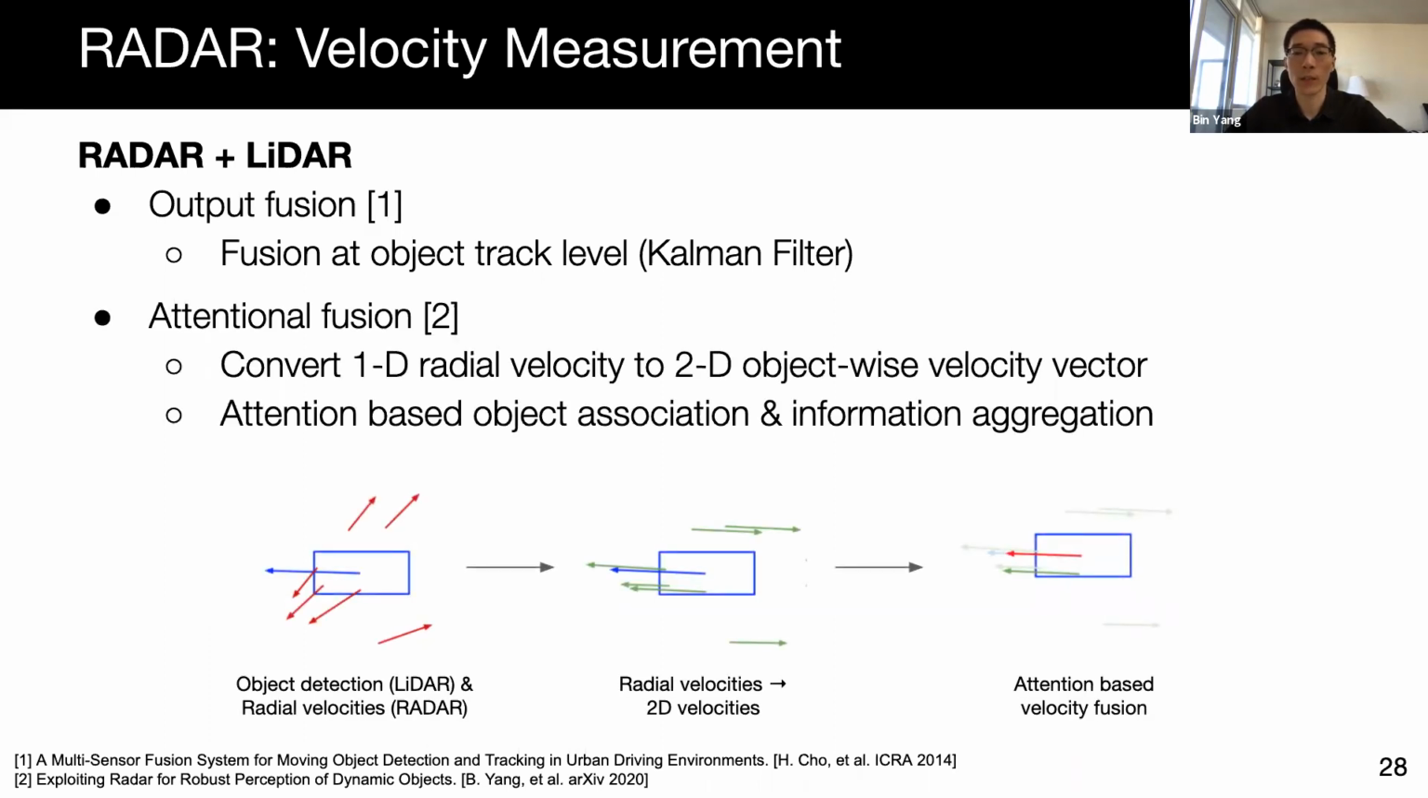Attentional fusion, on the other hand, addresses this by associating radar measurements with object detections, and then exploiting velocity information from the radar points to improve the state estimation of associated detections. Specifically, for each detection, we find its nearby radar points as candidates. We then convert the one-dimensional radial velocity of each radar candidate to a two-dimensional velocity vector, following the direction of the detection itself. Lastly, we use the attention mechanism to predict the association weight for each pair of detection and candidates, and achieve a more robust velocity estimation via weighted sum of all candidates. Compared with output fusion that operates at high-level tracks, attentional fusion fully exploits information from all radar measurements.